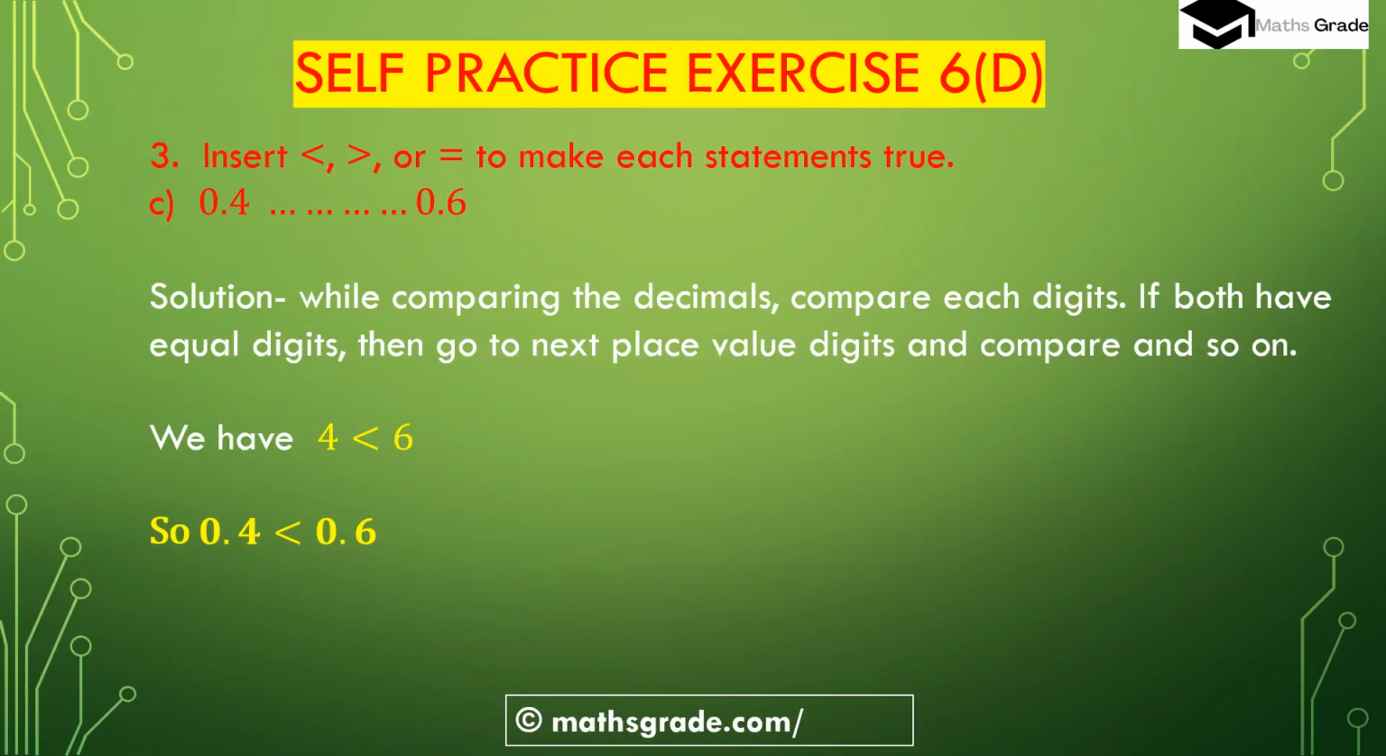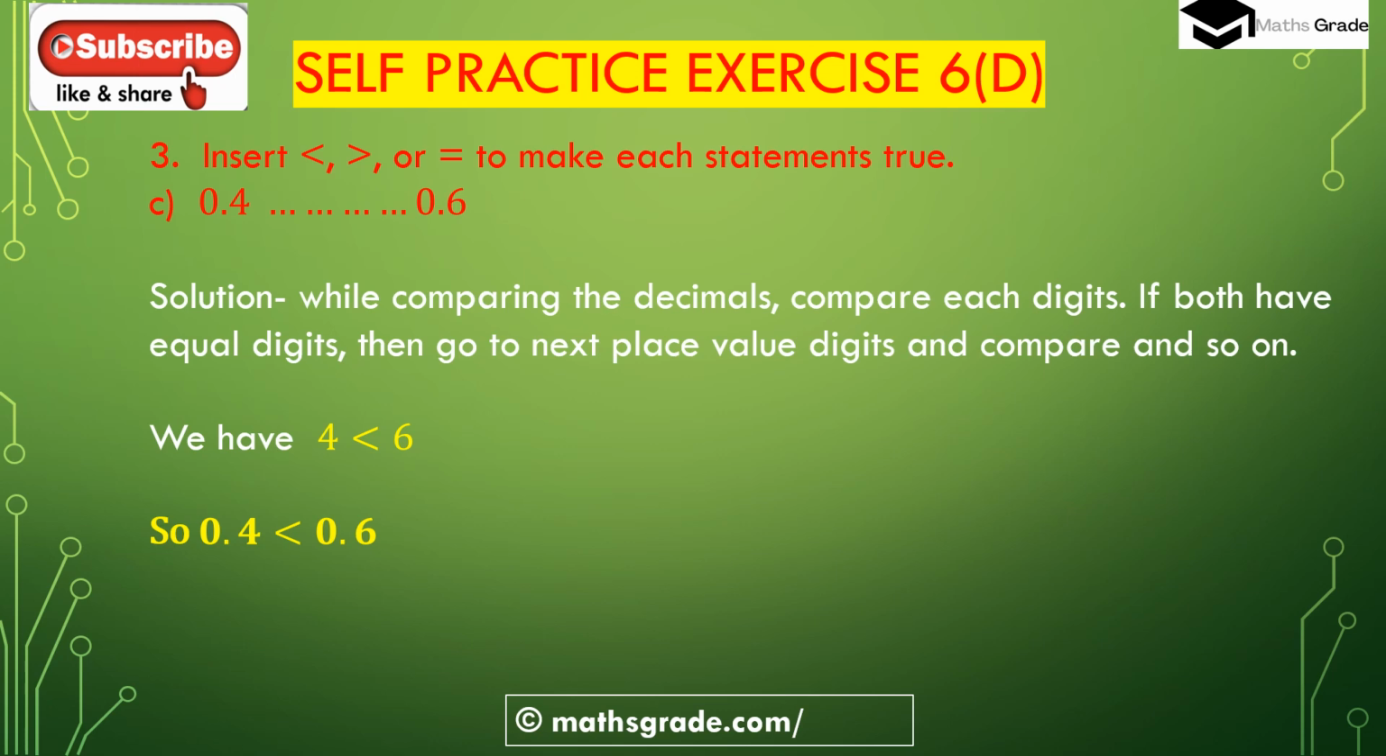Now we have to solve question number third, part C: 0.4 and 0.6. We have to compare these two decimals. While comparing the decimals, we have to compare each digit. If both have equal digits, then go to the next place value digits and compare and so on. Here the first digit in the whole number part is 0. In the first decimal 0.4, 0 is there, and in 0.6, 0 is there.